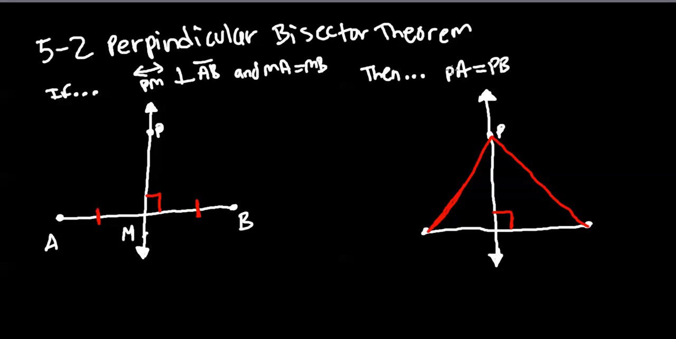In this section, we're going to be looking at perpendicular and angle bisectors. To start off with, we're going to look at a term, equidistant. A point is equidistant from two objects if it is the same distance from the objects.